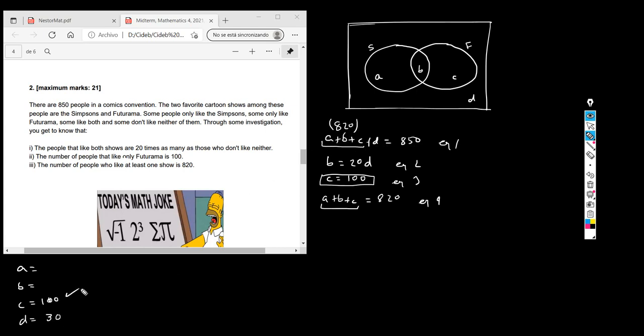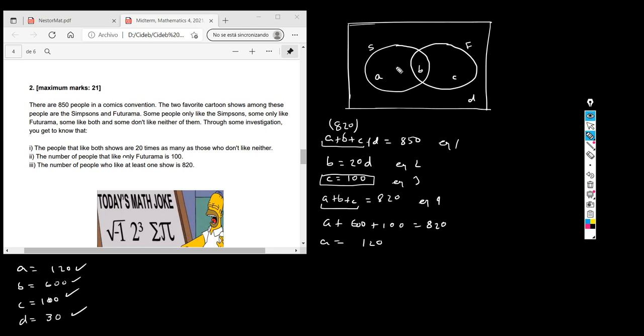So the second one down. If I know that D is 30, then 20 times 30 gives me B, which is 600. And if I know all that stuff, then I can find A by perhaps using this one again. Okay, I'm gonna have A plus B, which is 600, plus C, which is 100, equals 820, and that gives me A equals 120.